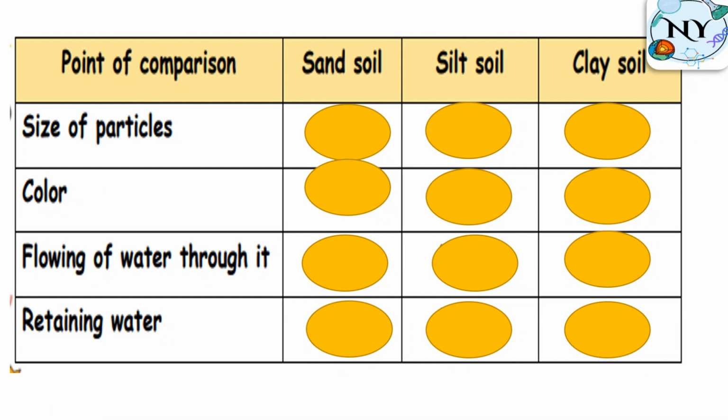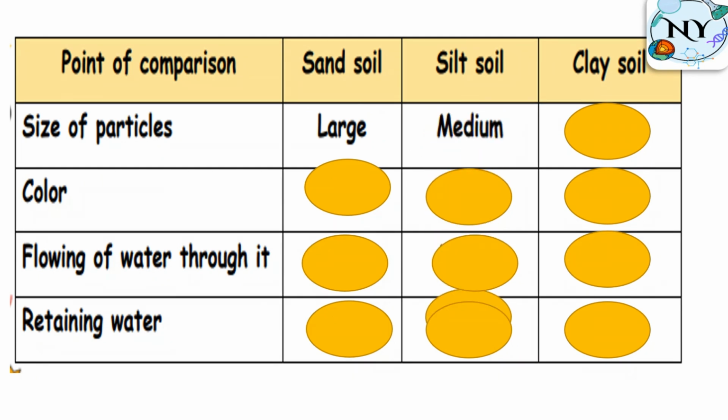Okay, so we have here this table that we compare among three different types of soil according to size of particles, color, flowing of water through it, and retaining water. Who can tell me what is the keyword of sand soil according to size of particles? Large, bravo. What about spaces or pores? Large also, great job. What about the color? It has yellow color.